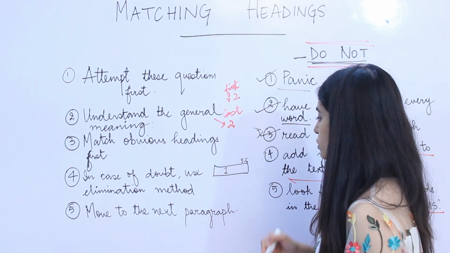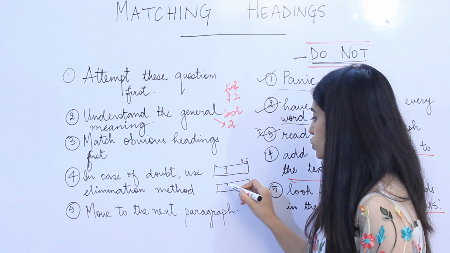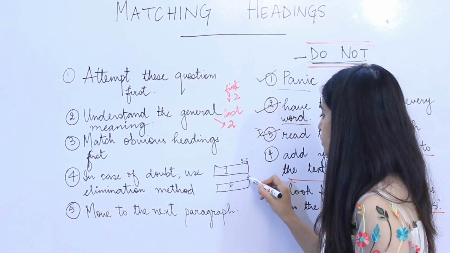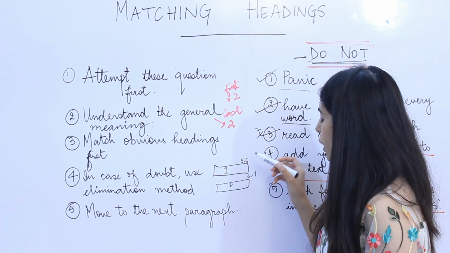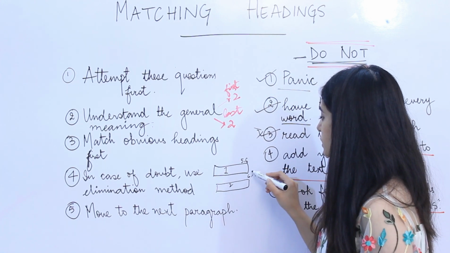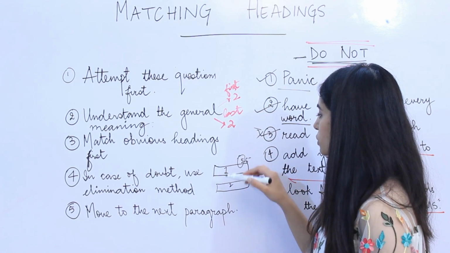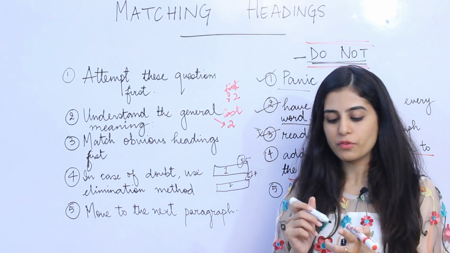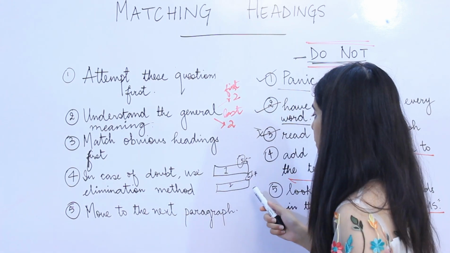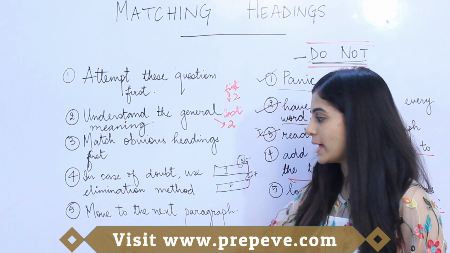Then you can move to the next paragraph, say paragraph 2. Now here also you're confused between 6th and 7th. So if you figure out that here the answer is 6, then obviously here the answer would become the heading number 5. So in that case we can eliminate; you just have to keep moving to the next paragraph.